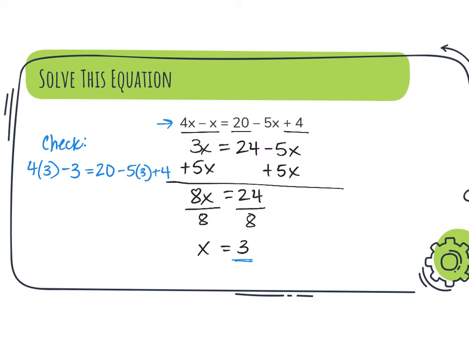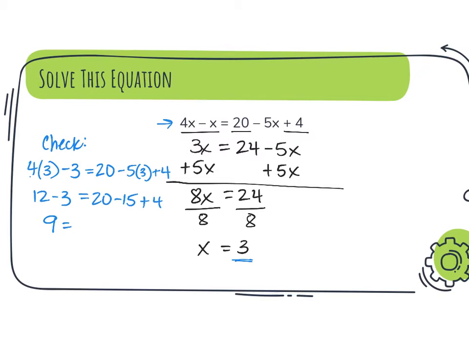Let's simplify both sides, and if we get to the same number on both sides, then we know our solution is in fact correct. On the left side, I'm going to follow order of operations. 4 times 3 is 12. And on the right side, I will also follow order of operations, so I'll do the multiplying first. I have 20. This 5 times 3 will become the negative 15, because it's negative 5 times 3. And then plus 4.